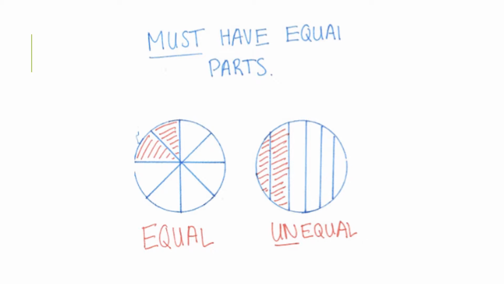Fractions must be split into equal parts. In this example, you can see that the circle on the left, cut into pizza-shaped slices, has equal pieces. The circle on the right is not cut into equal pieces.